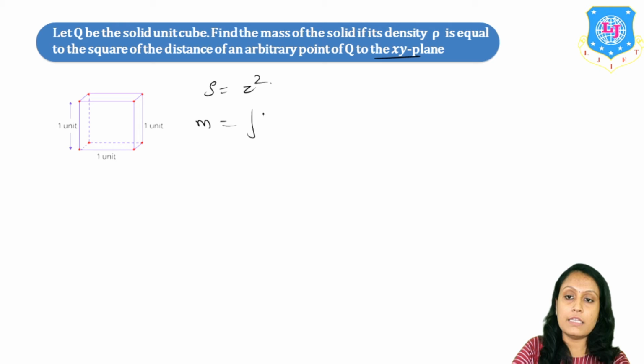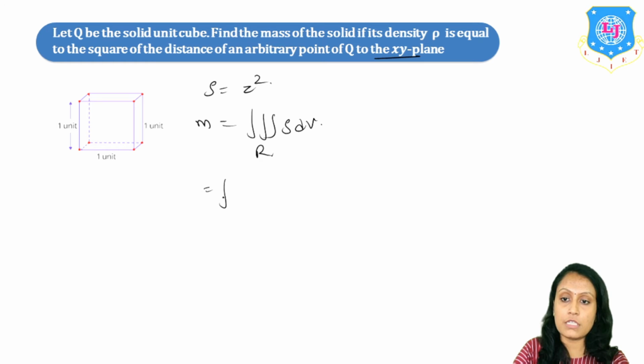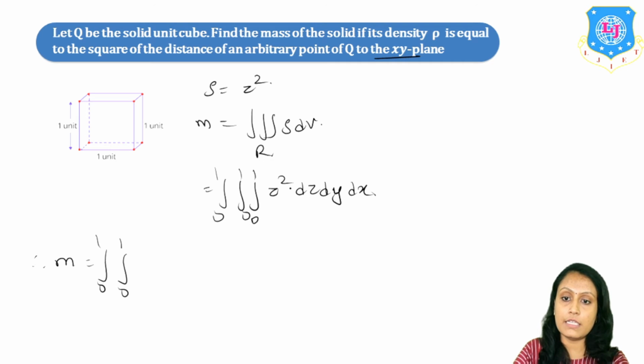So the mass formula is triple integration over region R rho dV. So this is triple integration, rho is z square, dz, dy, and dx. Now as this is a unit cube, the limits will be from 0 to 1. Now we just have to integrate this, right? So therefore m is equal to integration 0 to 1, 0 to 1 as it is. First integrate with respect to z, so this is z cube upon 3 and the limits are 0 to 1. Substitute the limit, so you will get 1 by 3 which we will take outside.